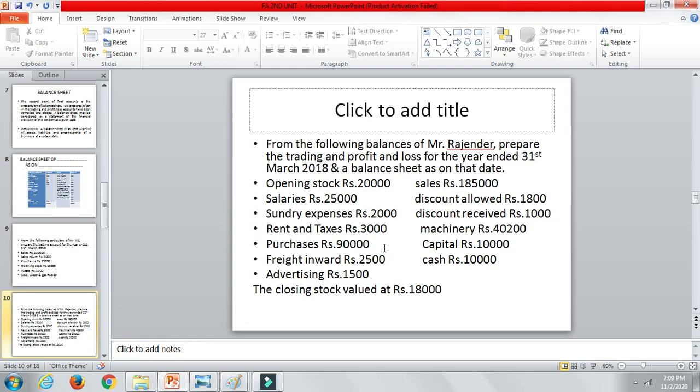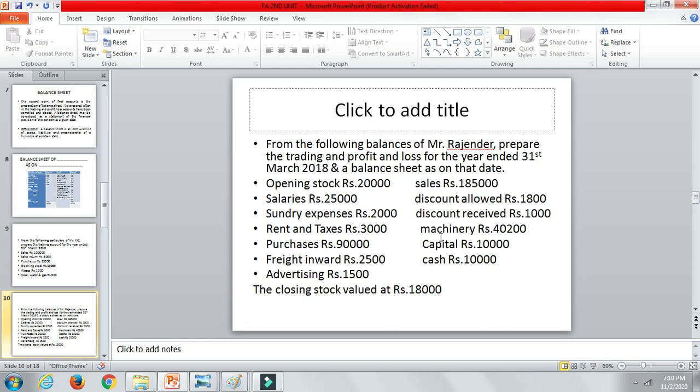Sundry expenses is also a miscellaneous expense, done in the office only, so that also will come under the profit and loss account. Next is rent and taxes, an office related expenditure. Tax you pay in the office, so it will come on the profit and loss account debit side. Purchases will come in the manufacturing expenditure, so it will come in the trading debit. Freight is nothing but manufacturing expenditure, so it will come in the debit side of the trading account. Advertising is an office related expenditure. How you can remember this is, you just need to go through the format which I have given. It will be according to that only.